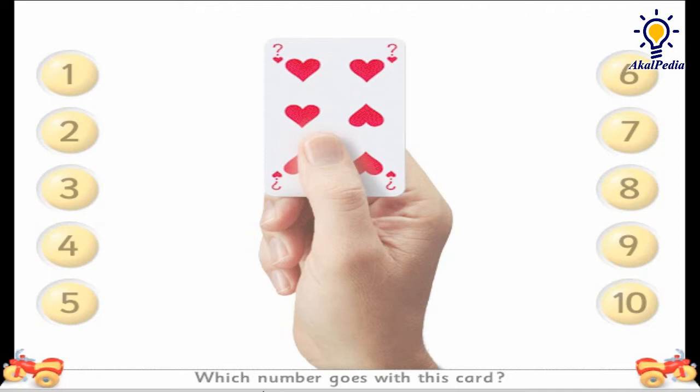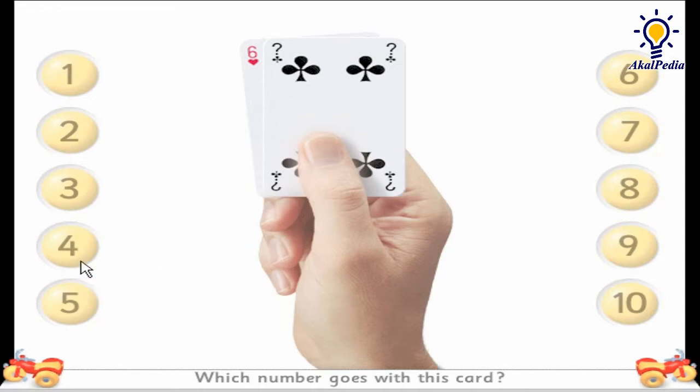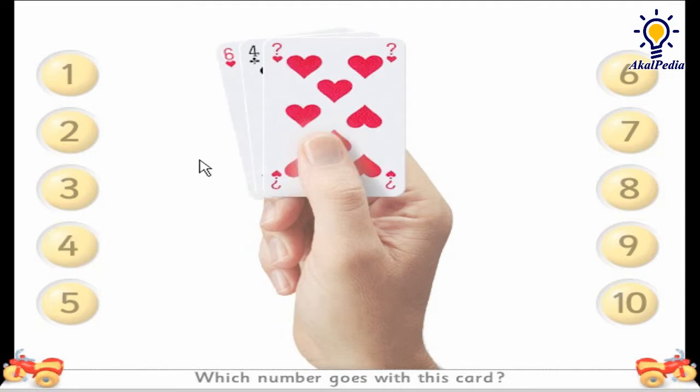Which number goes with this card? 1, 2, 3, 4, 5, 6. 6. Which number goes with this card? 1, 2, 3, 4. 4. 1, 2, 3, 4, 5, 6, 7, 8. Which number goes with this card? 8.